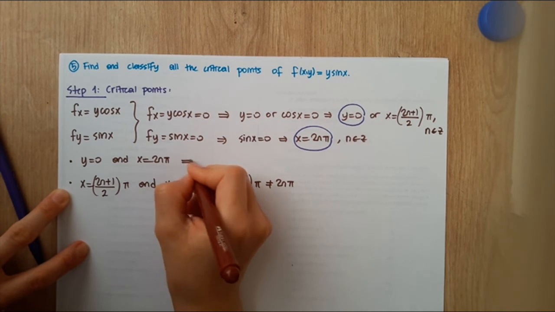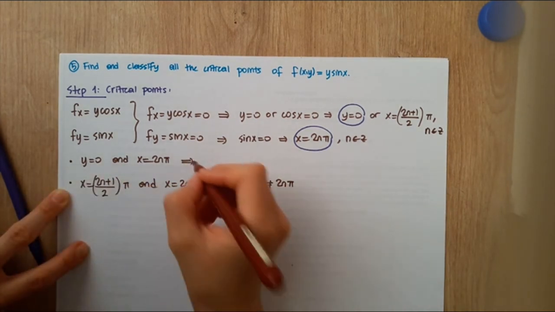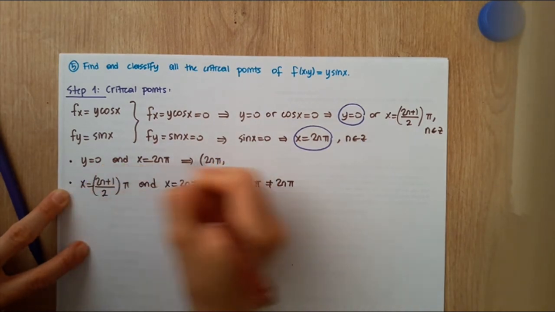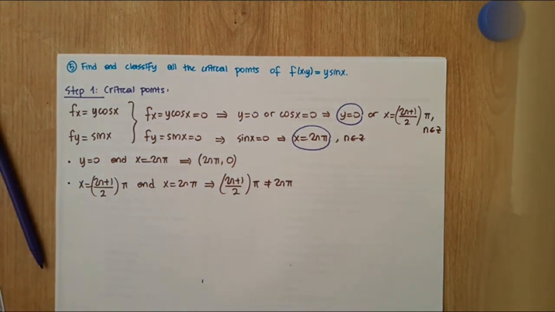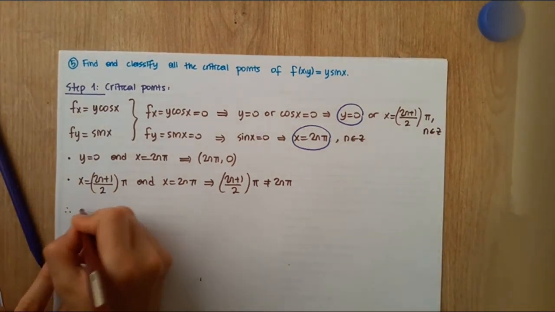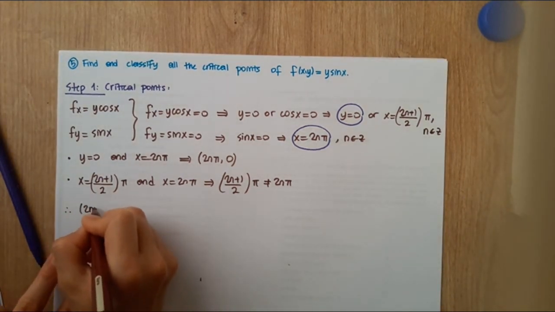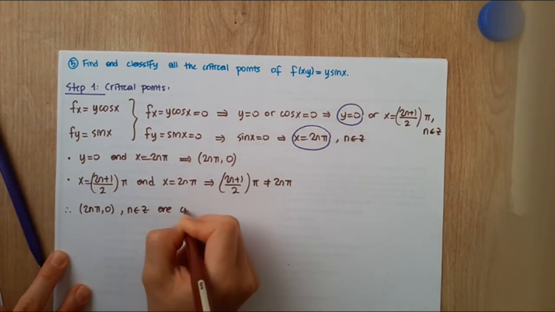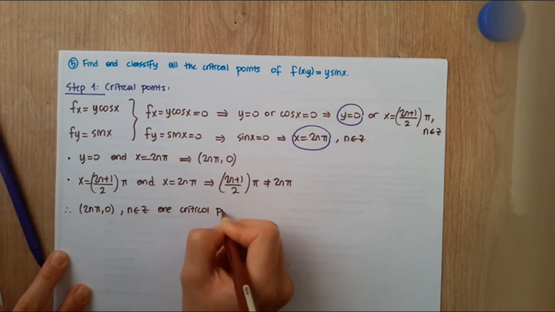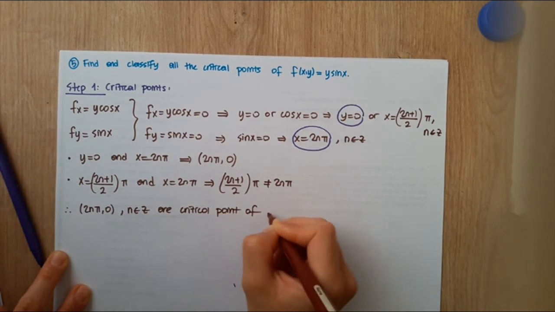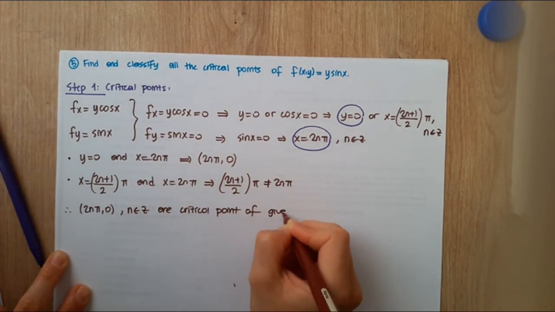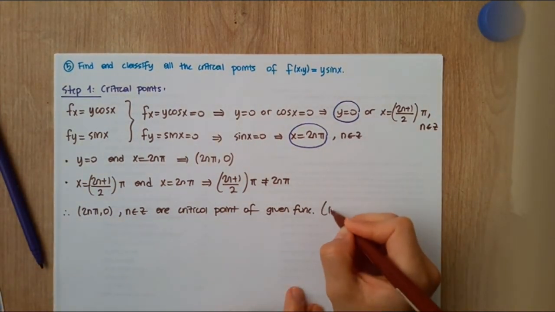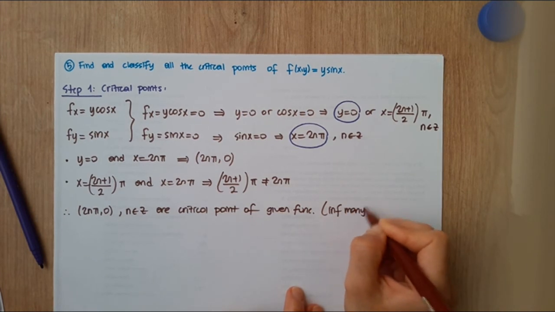But here we have some critical points, because when x is 2n pi, y can be 0. Actually, we have infinitely many critical points here. So (2n pi, 0), where n is an integer, are critical points of the given function. We have infinitely many critical points.